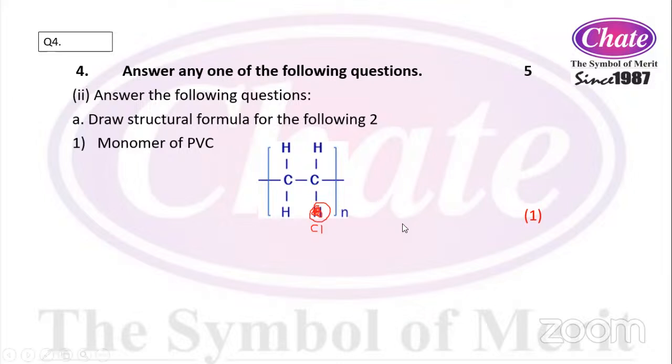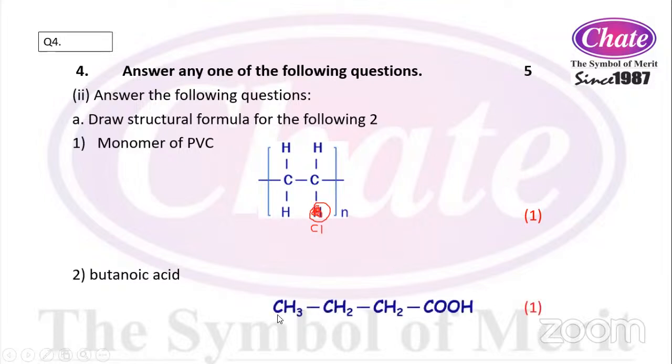The next question is about butanoic acid. As it is butane, there are 1, 2, 3, 4 carbons, and oic acid means COOH will be there. At the end, you can write CH3, CH2, CH2, and COOH. This will become butanoic acid.